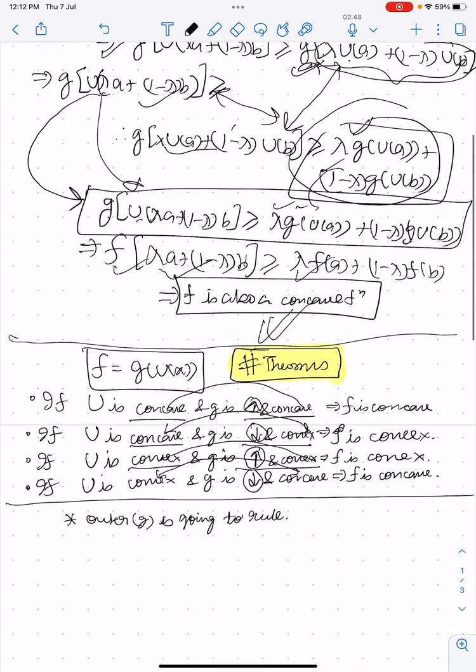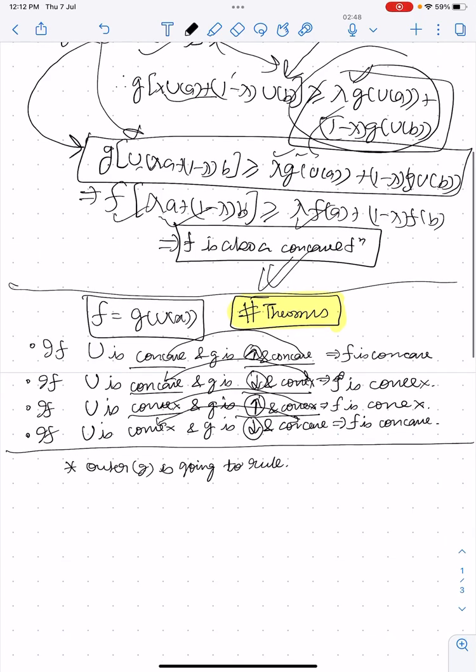Okay, and these are the four main theorems which we need to prove. Whenever the transforming function is an increasing function and it is of the same nature as the internal function, the composition also stays the same. But if the transforming function is a decreasing function and it is opposite of what the internal function is, then the composition is opposite. So this is something which we need to keep in mind.